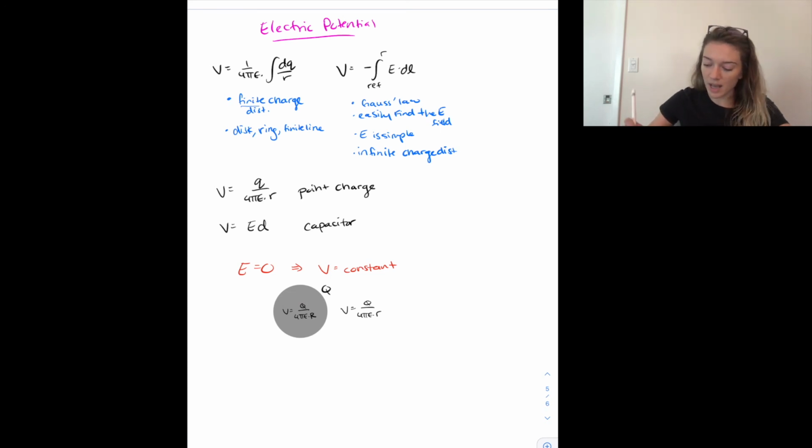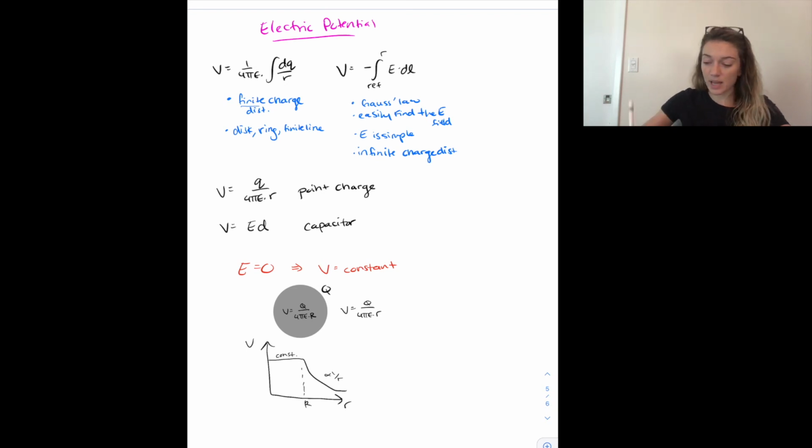So if I was to plot the potential for this solid conducting sphere, or even a conducting shell, it would look like this. It would sort of go like 1 over r out here, and then it would be a constant here, where this is r, capital R, the radius of the sphere.